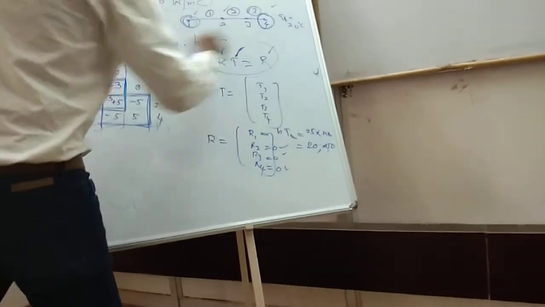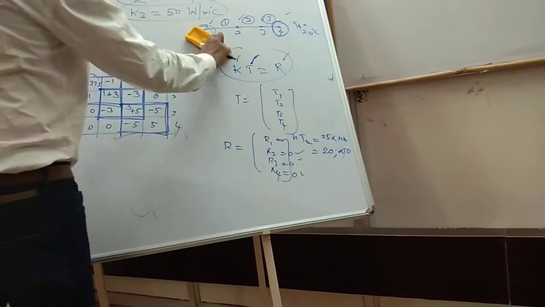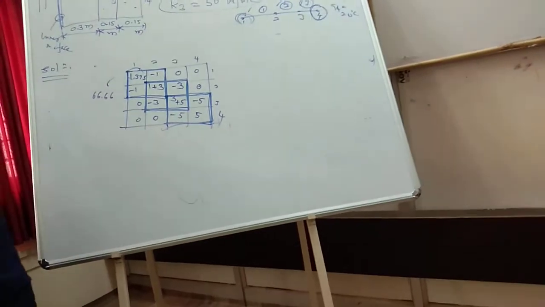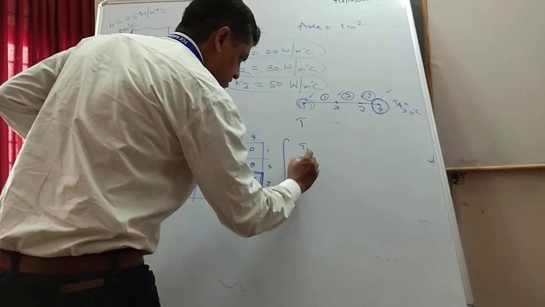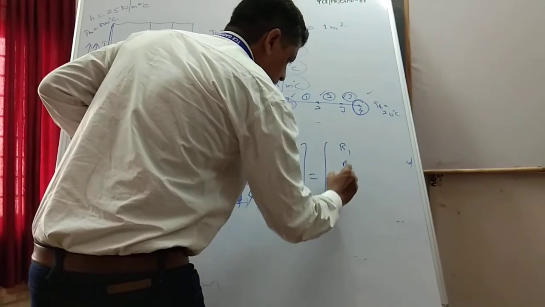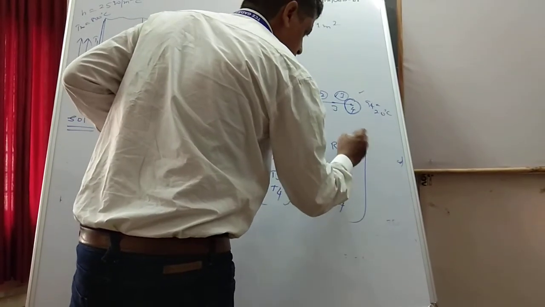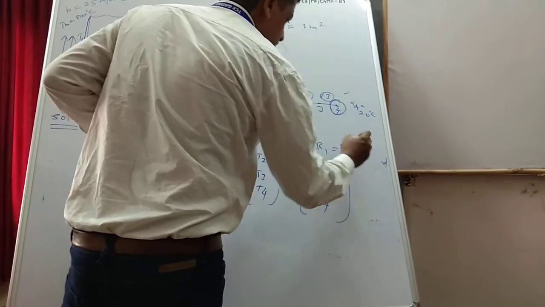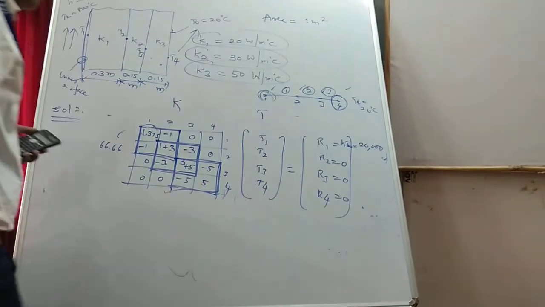Therefore, now you write the global equilibrium equation. The K term we already got by adding the convection, into T: T1, T2, T3, T4 is equal to R1, R2, R3, R4. And the R1 heat rate we got, since convection occurs on the inner surface, at node 1, is H into T infinity. If you calculate 25 into 800, we got 20,000. R2, R3, R4 are 0.